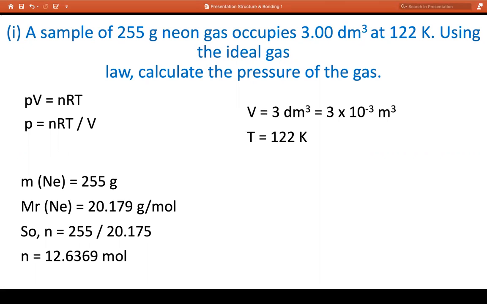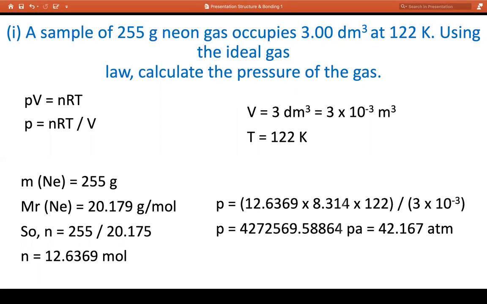So with everything that we have now, we're going to plug it into our equation and calculate the pressure. We plugged everything in, and we got a long number in pascals, 4272569.58864 pascals. To make it easier, I converted it into atmospheres, and it's 42.167 atmospheres.